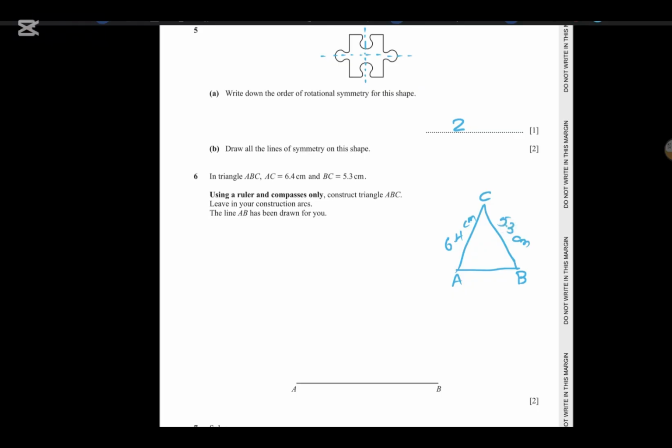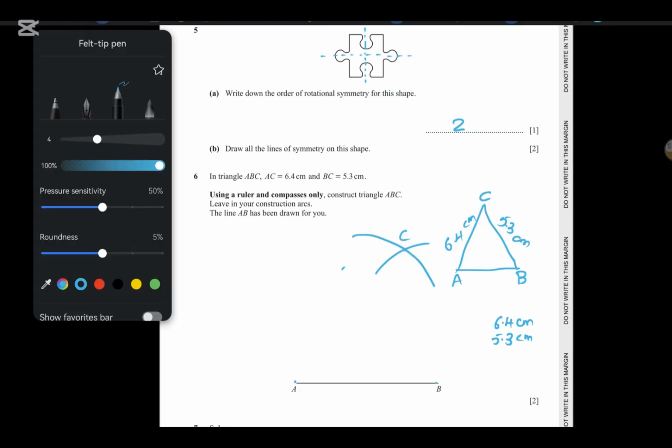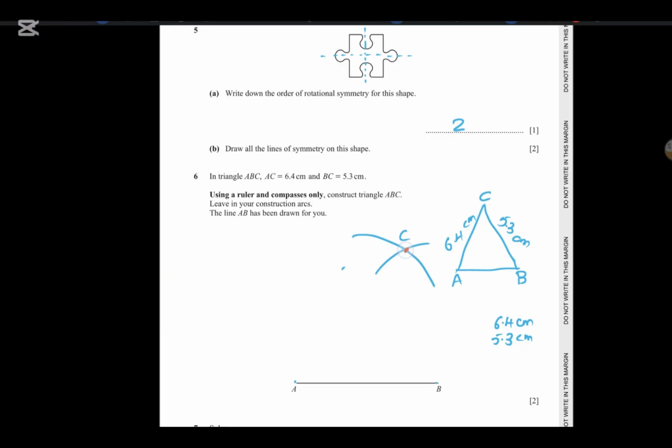Now take your compass, measure it to 6.4 first, keep it on A and draw an arc in this way. Then take the same compass and change its radius to 5.3 centimeters, put it on B and draw an arc. The point of intersection of these two arcs is C.